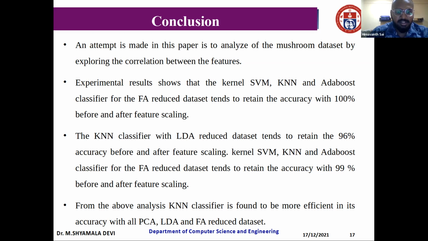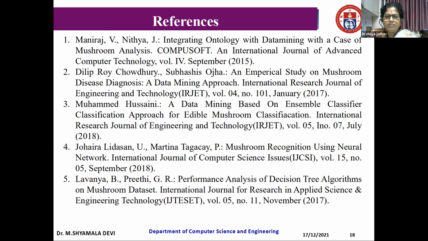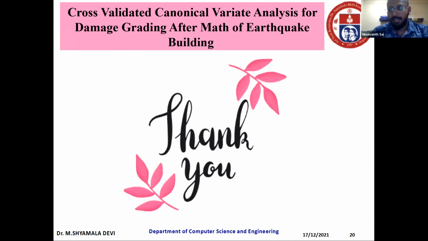In a similar way, from the above analysis, the KNN classifier is found to be more efficient and accurate with all other reduced data sets such as PCA and FA. And these are the few references we have taken from previous journals and articles. Thank you.